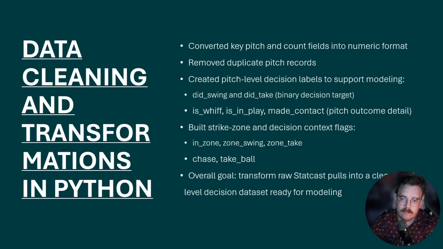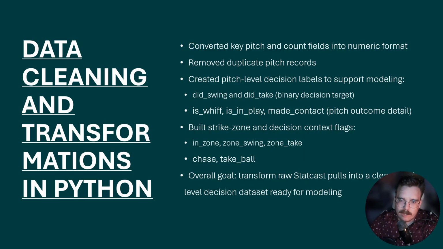After pulling the raw StatCast data, the next step was preparing it for modeling. First, I converted the key pitch and count fields into numeric format and removed duplicate pitch records. Then I created a series of pitch level labels that made the data much more useful analytically. The most important labels were did_swing and did_take, which defined the binary classification target. I also labeled outcomes such as is_whiff, is_in_play, and made_contact so I could preserve more detail about how that pitch ended.